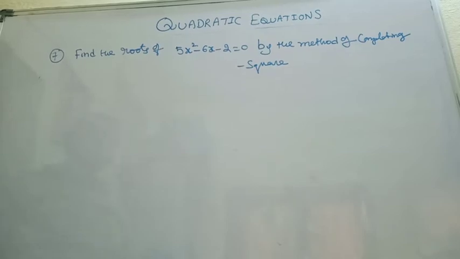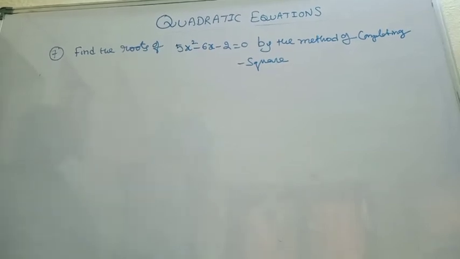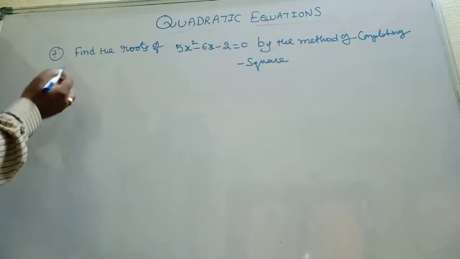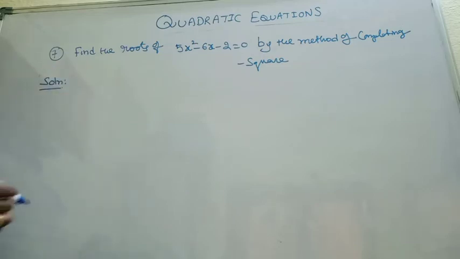See this, find the roots of this by the method of completing square. Already we discussed that any quadratic equation we can solve by the factorization method, by the perfect square method. This perfect square method we also call the method of completing square, and the third one is the formula method. Now see how we are going. They have asked by the method of completing square, so let's see how the problem will be solved.